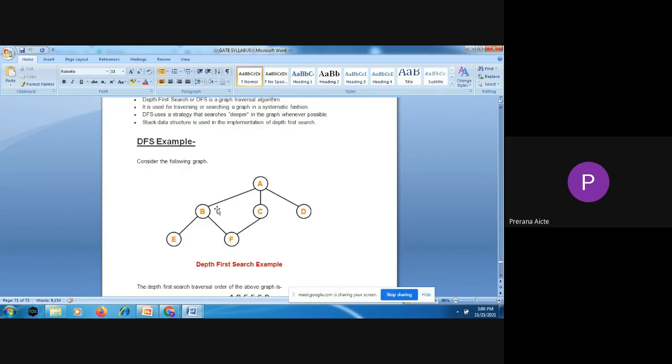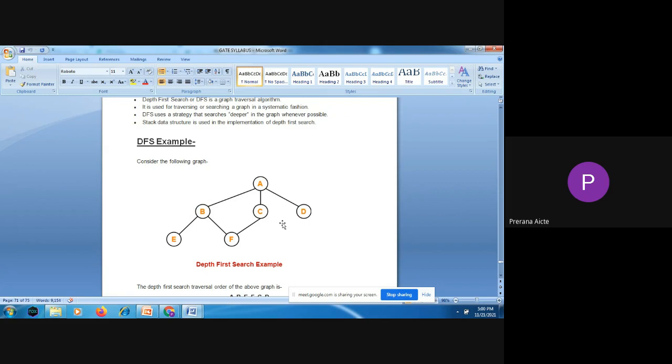So for this graph, what is breadth first search? So we'll go for A. A కి adjacent nodes ఉన్నవి BCD. So we have to visit all these BCD. Now for B, adjacent nodes are E and F. So next we will visit E and F. And for C, adjacent node is F, but it has been already visited, so we will not visit again. So A, B, C, D, E, F is the breadth first search.